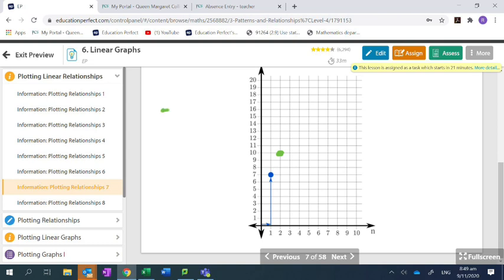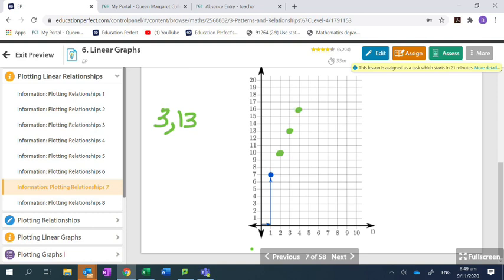The next one was 3, 13. So that means to the what? To the right 3, and then what? Up 13. So that would be right there. Okay? And then we had 4, 16. So that's to the what? Right 4, and then what? Up 16. So that would be right there.